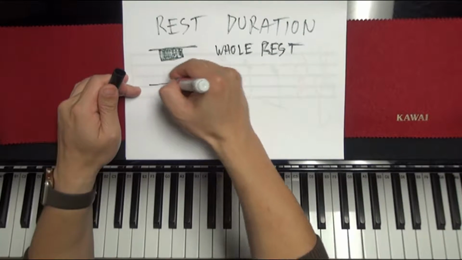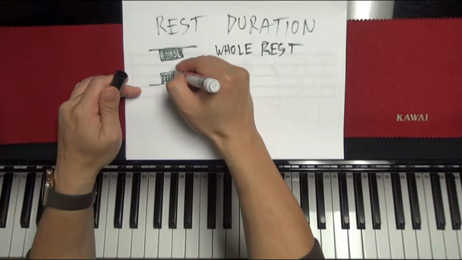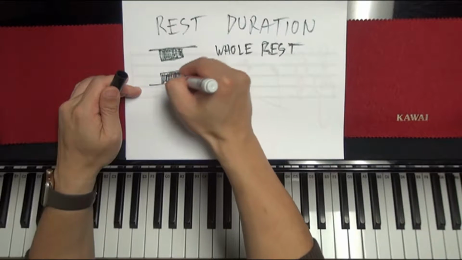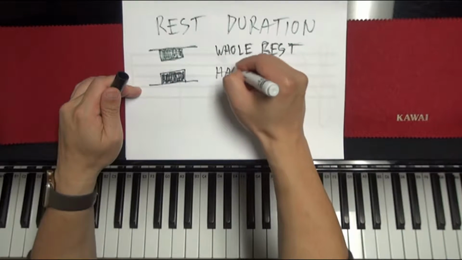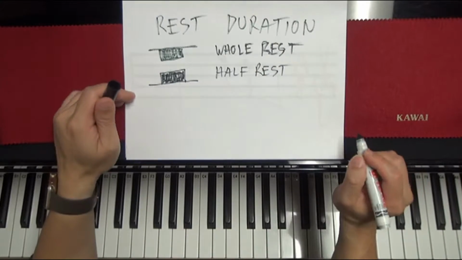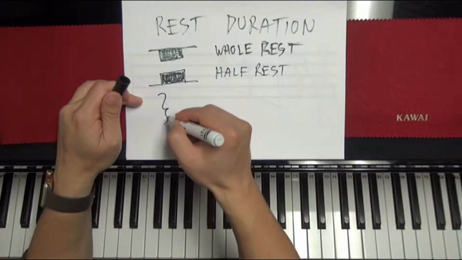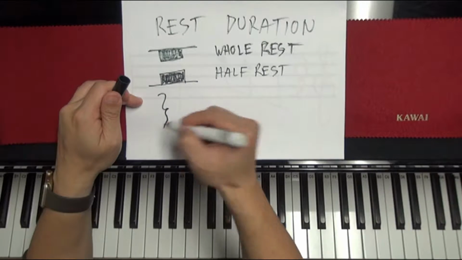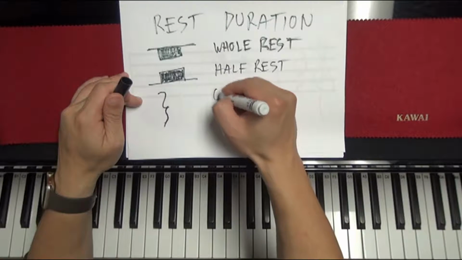And then if you see the same rectangular shape laying on top of the line instead of hanging from it, and consider this is darkened, okay? And that's called a half rest. Okay? And then you will see something like a bracket. Well, yeah, something like that. That's considered as a quarter rest.